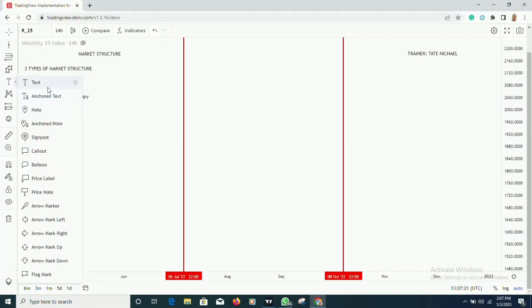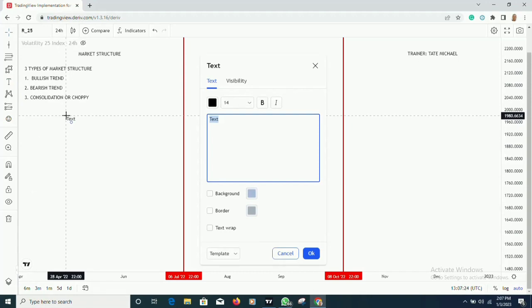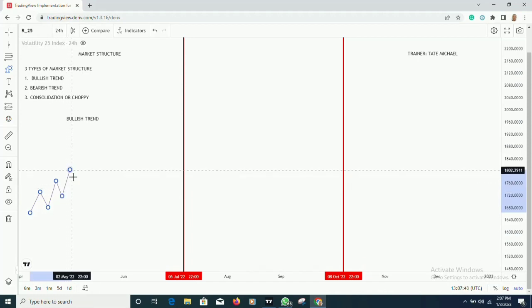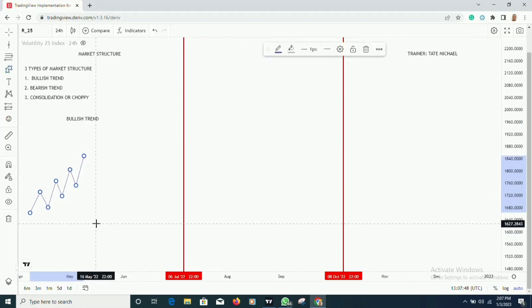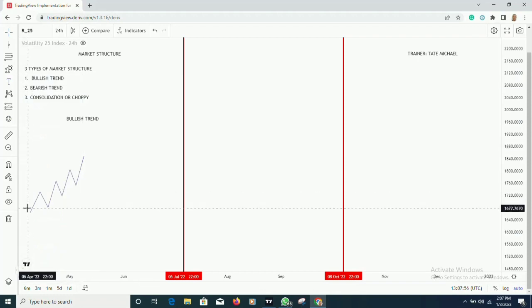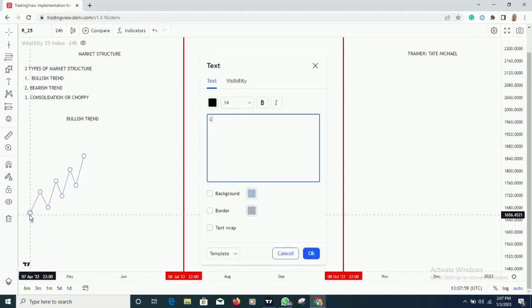So bullish trend. So let's talk about bullish trend. Now, when you see price moving this way, we say the market structure at that time is bullish. It's a bullish market structure.